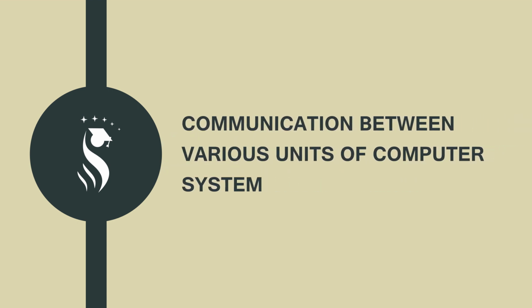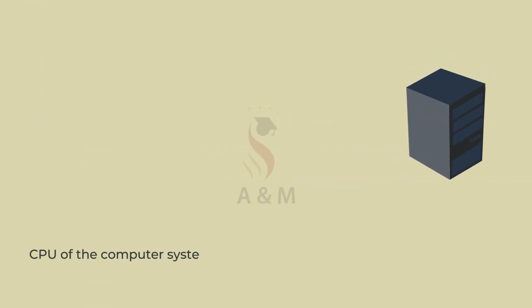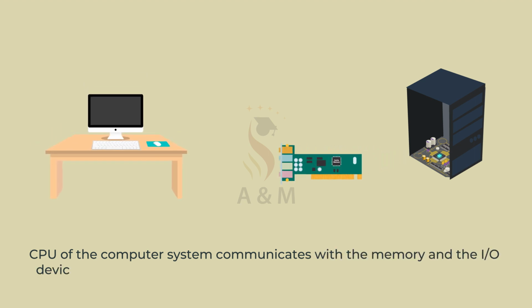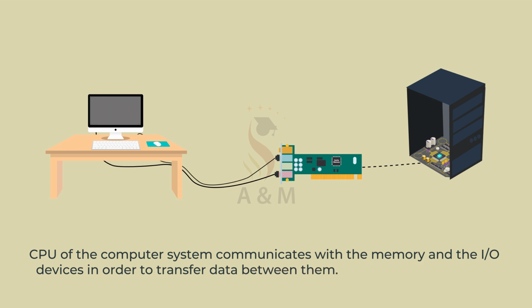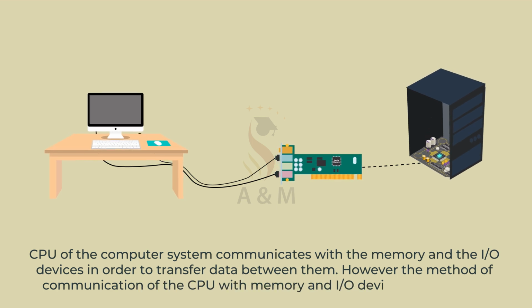Today, in this session, we are going to discuss the topic communication between various units of computer system. The CPU of the computer system communicates with the memory and the I/O devices in order to transfer data between them. However, the method of communication of the CPU with the memory and I/O devices is different.